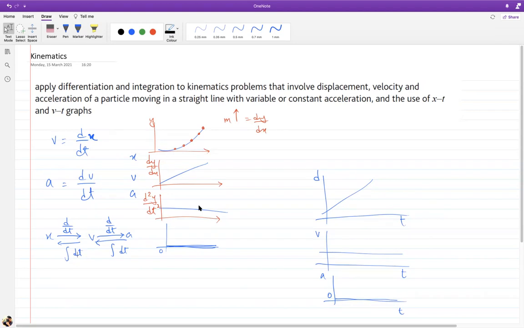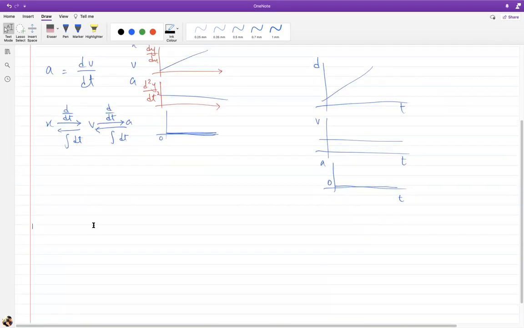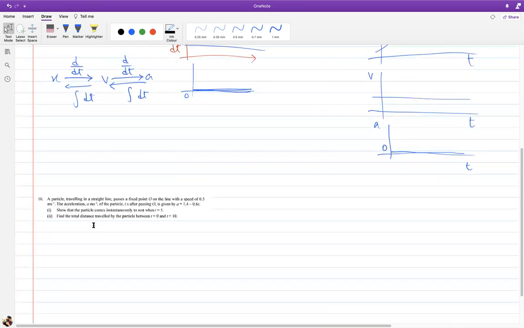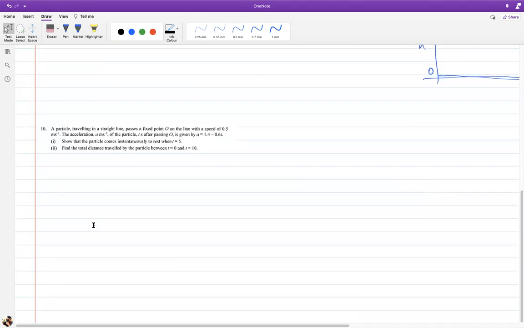Okay, so here we have a question. There's a particle traveling in a straight line, passes a fixed point O on the line with a speed 0.5 meter per second. So at O, velocity is 0.5 meter per second. The acceleration is a, which is 1.4 minus 0.6t. Show that the particle comes instantaneously to rest when t is 5.